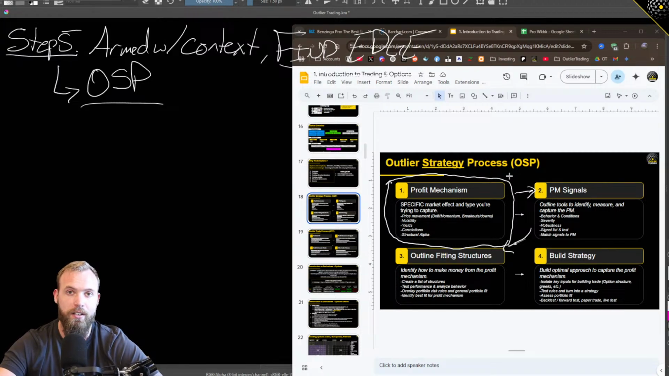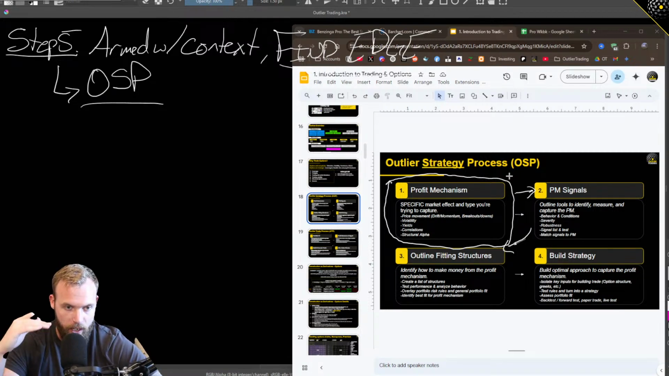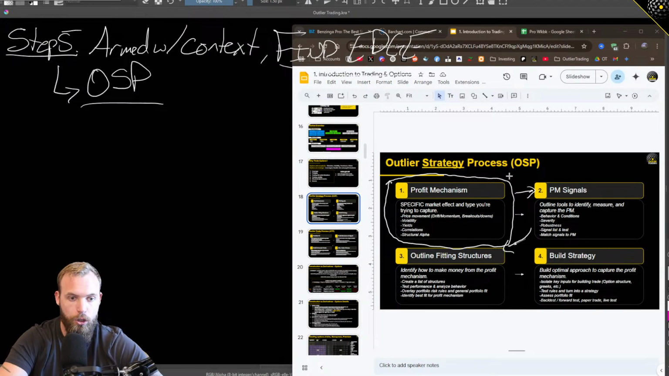But you need the idea. There is no baked in option anything that's automatically just going to provide you profit. It doesn't exist. You have to have a profit mechanism. You have to have some sort of approach to identifying, quantifying, qualifying the profit mechanism. And then you can worry about what structures matter.